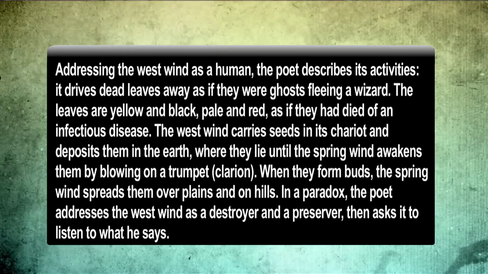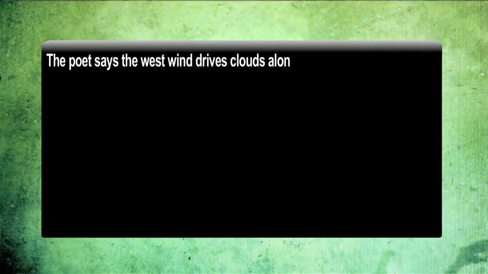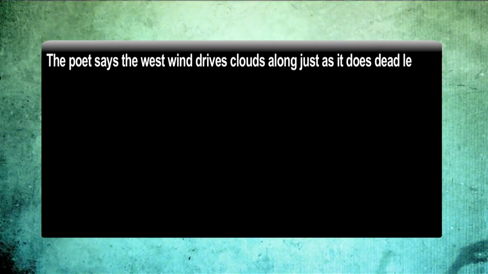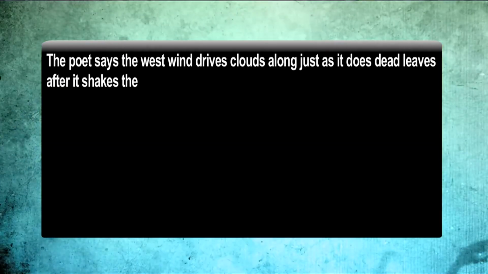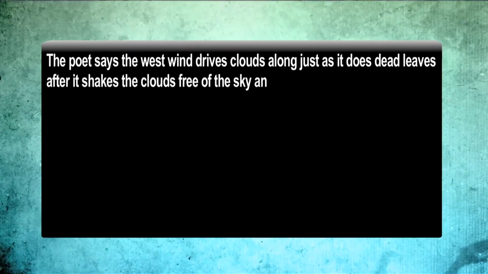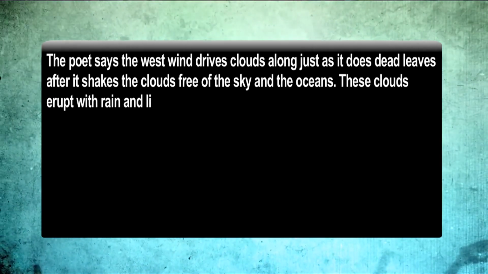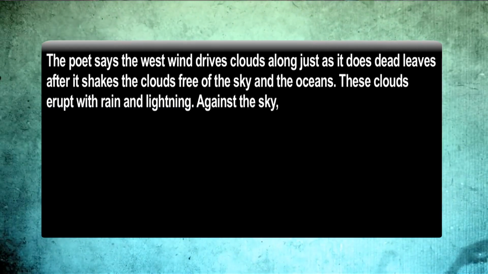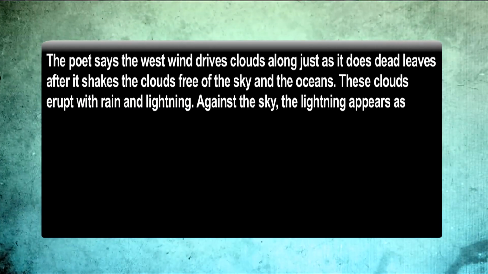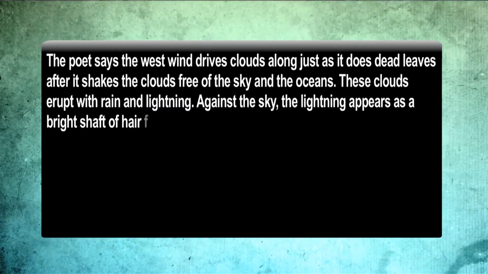to what he says. The poet says the west wind drives clouds along, just as it does dead leaves, after it shakes the clouds free of the sky and the oceans. These clouds erupt with rain and lightning. Against the sky, the lightning appears as a bright shaft of hair from the head of a maenad.